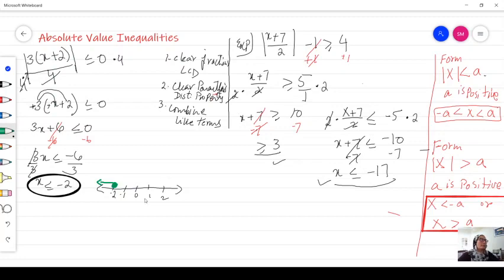So that's the end of this question, and we finished, guys. Please make sure that you write down the form of the question of absolute value inequalities and how we rewrite them and how we solve them.